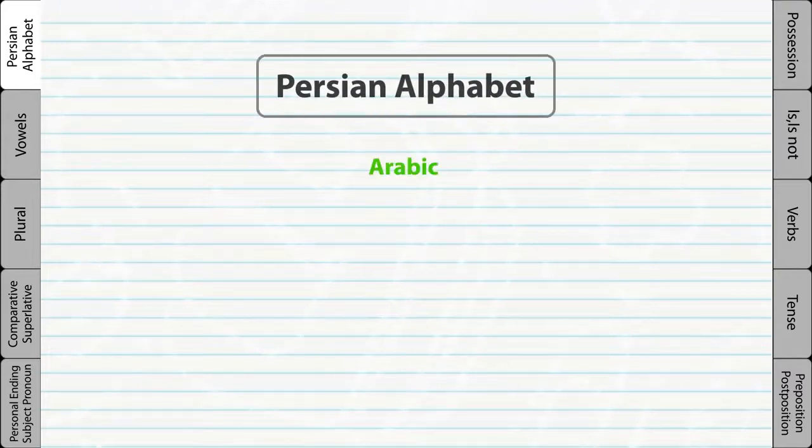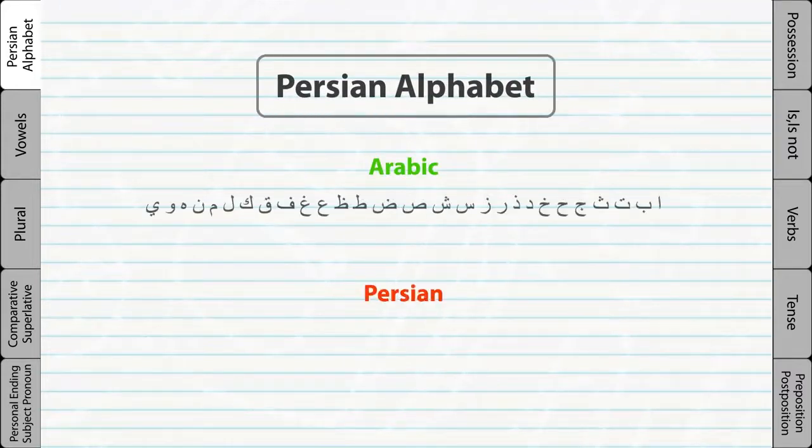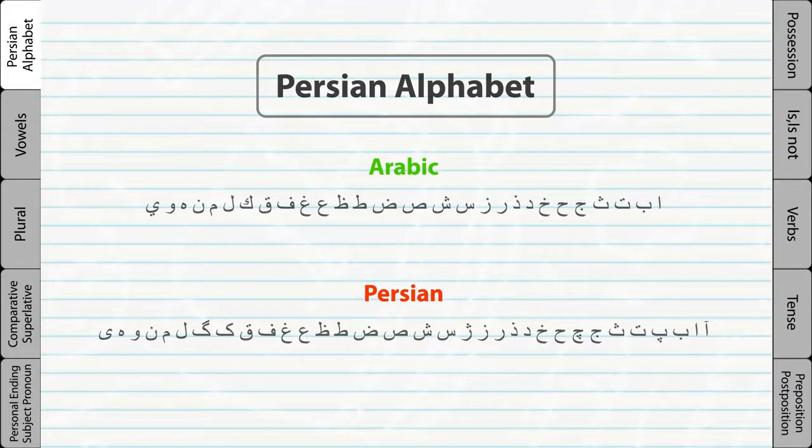The Persian alphabet is an Arabic-based script. The majority of the letters are the same as the Arabic alphabet, but Persian has a few more letters that are not available in the standard Arabic alphabet. Persian is an Indo-European language, which means it shares many similarities with European languages. Once you get past the Arabic-based alphabet, you will see many similarities with European languages.